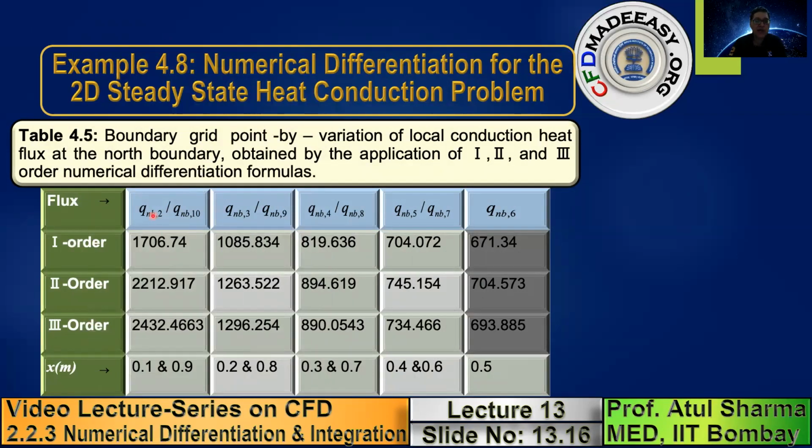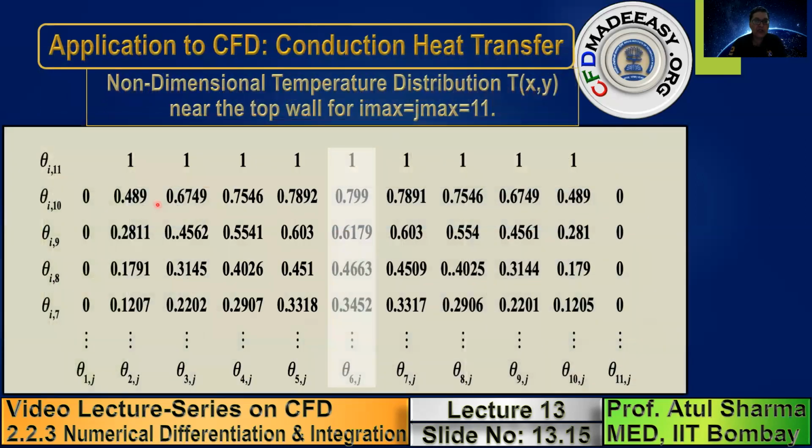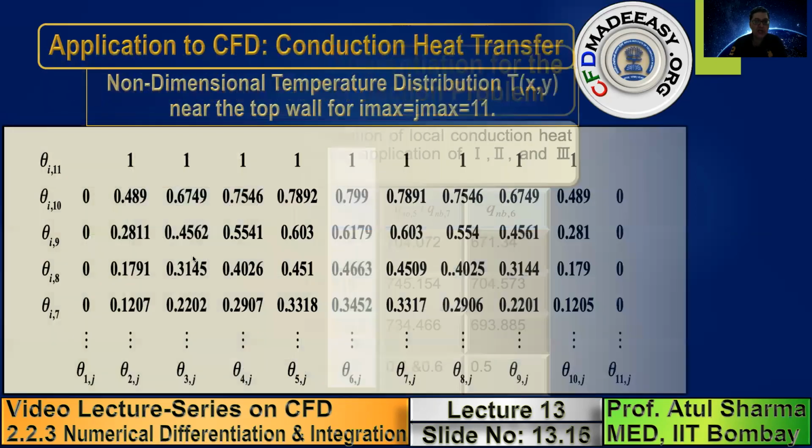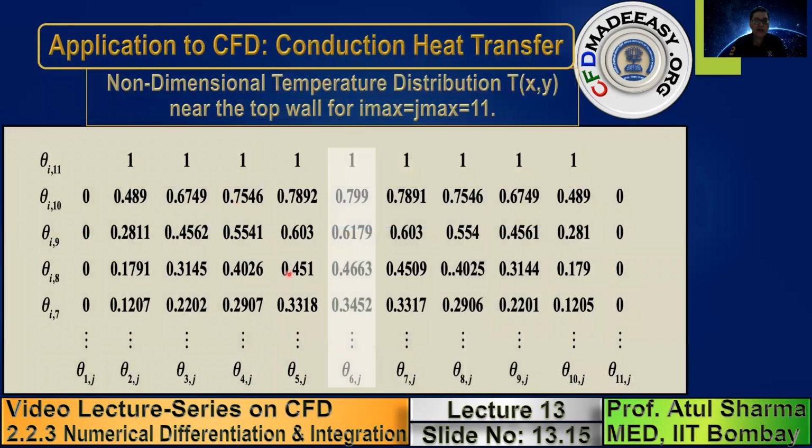Note that the values which you calculate for 2 and 10 are the same, because in the previous slide I had shown you, this is i equals 2 and this is i equals 10. So the nearby points for this and this are the same. The temperature distribution is symmetric, so the heat flux will also be symmetric. For 2 and 10, by first order, this is the value obtained using the data shown here, which is obtained from an iterative method presented in the previous lecture.